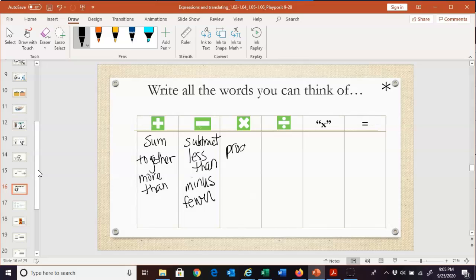Multiplication, we think product. And I have another chart to show you after this. So we're going to get the main words here. Division means quotient. Our x is our variable. And then the big buzzword for equal sign is, right? Like 5 plus 4 is 9.